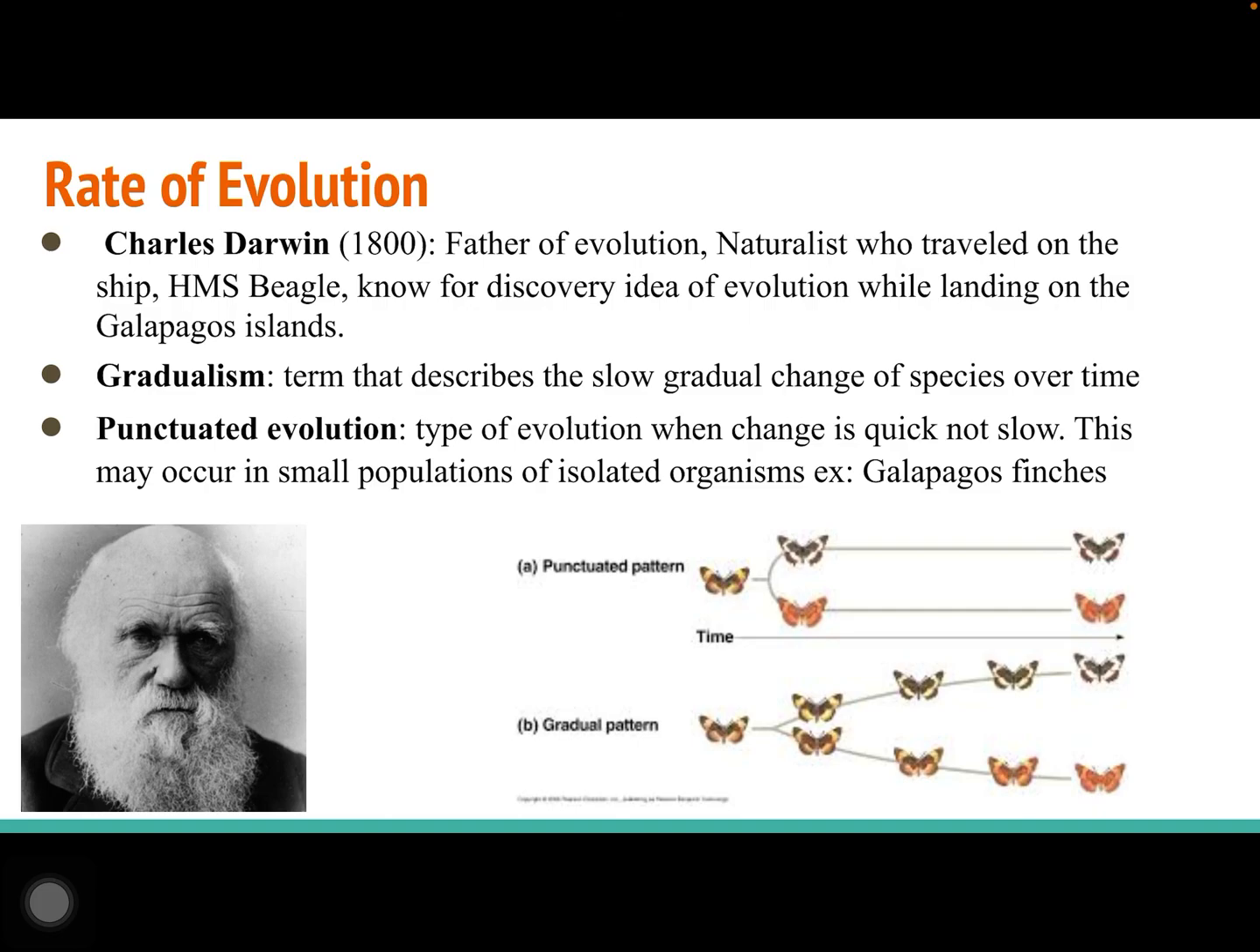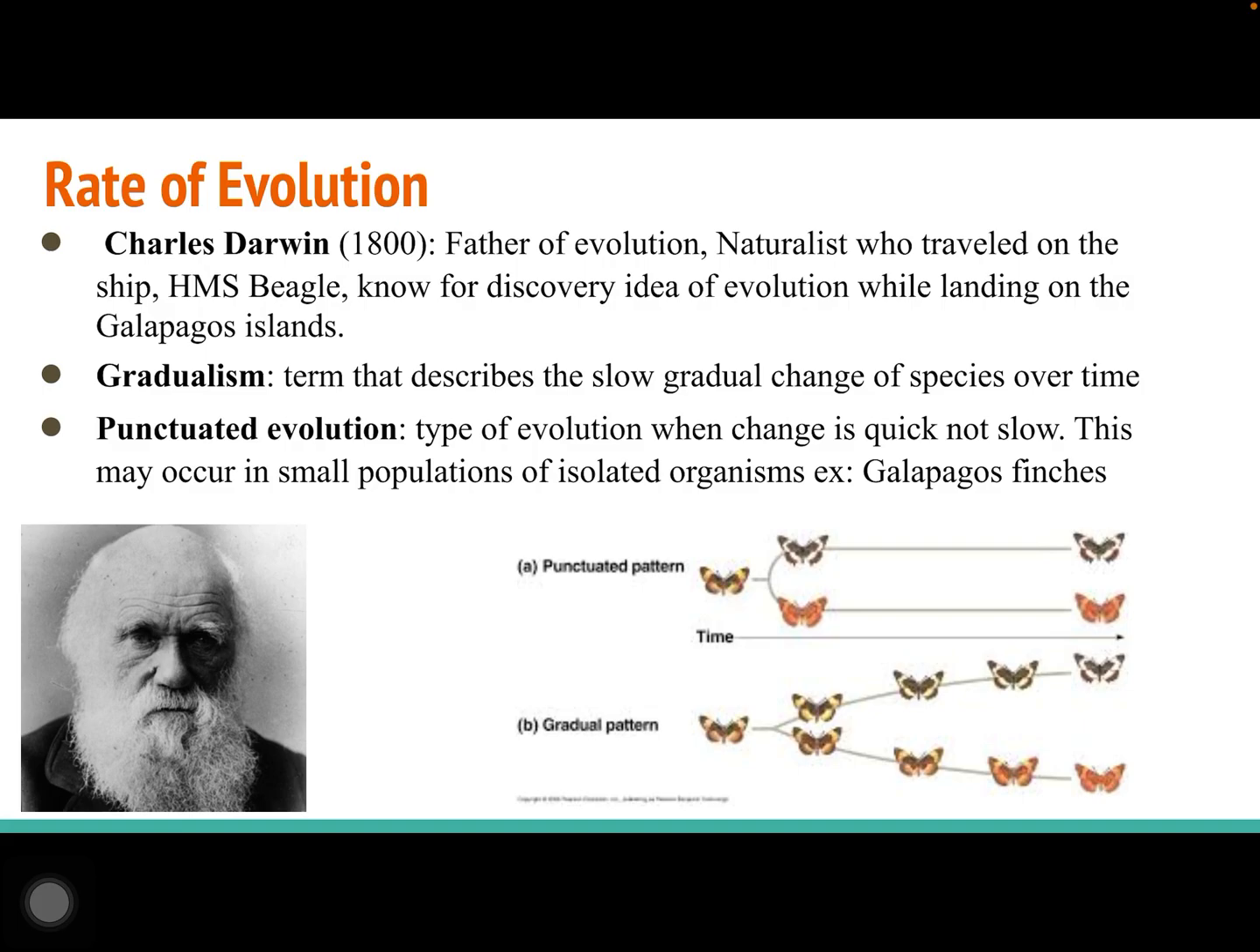When we talk about evolution, we oftentimes talk about Charles Darwin. We oftentimes call him the father of evolution. He was a naturalist that traveled around on the HMS Beagle, which was his ship, and he discovered ideas of evolution while landing in the Galapagos Islands. When he went to the Galapagos Islands, he was writing in his journal, and he also had several other stops along the way. But he was able to look at the finches and other organisms to figure out what evolution is and what it means.